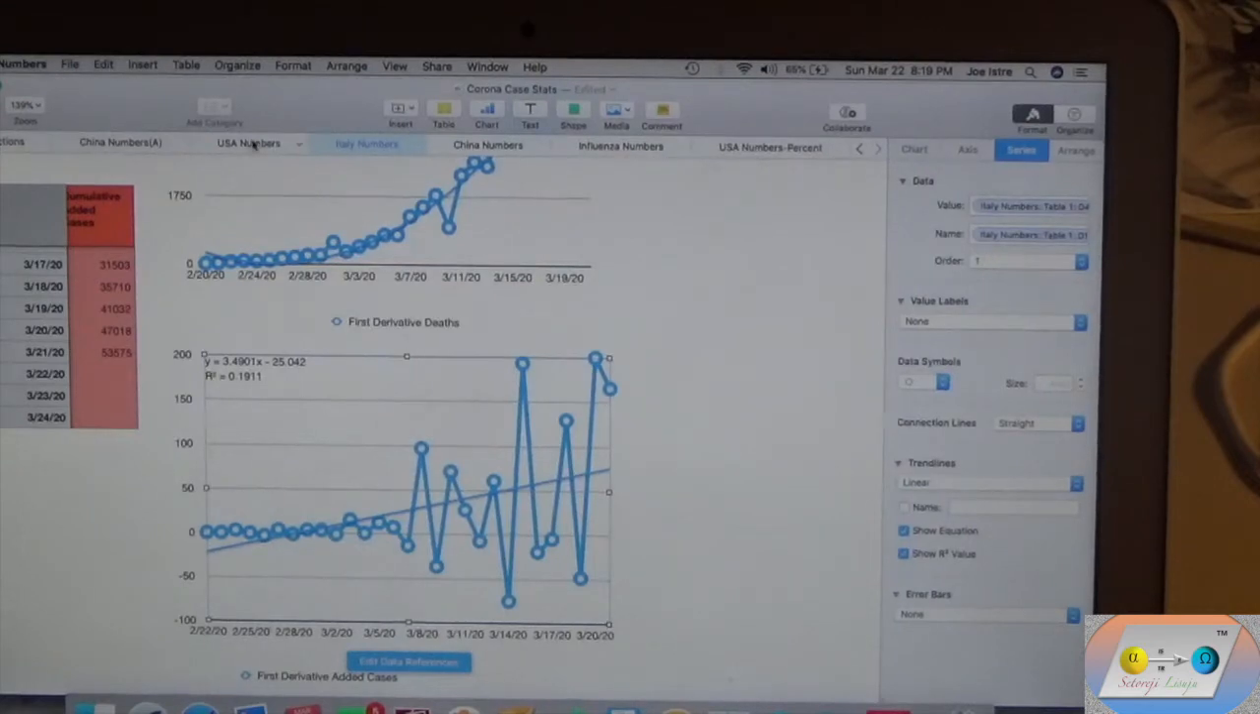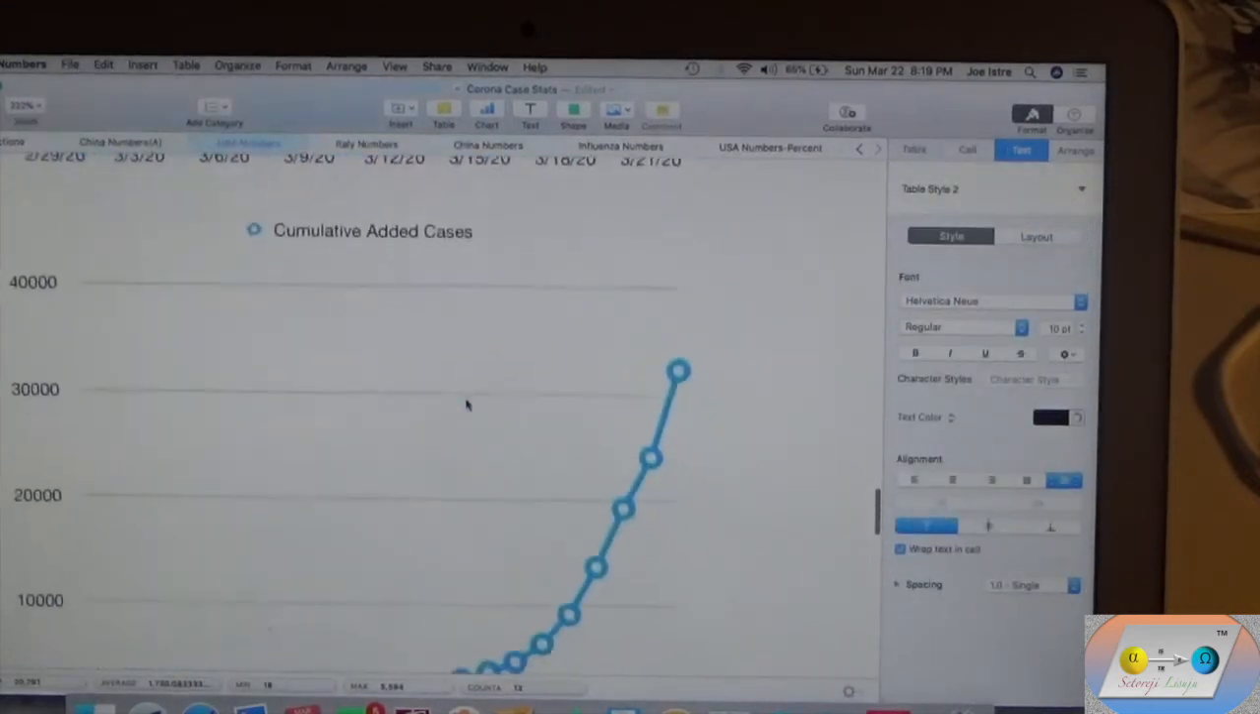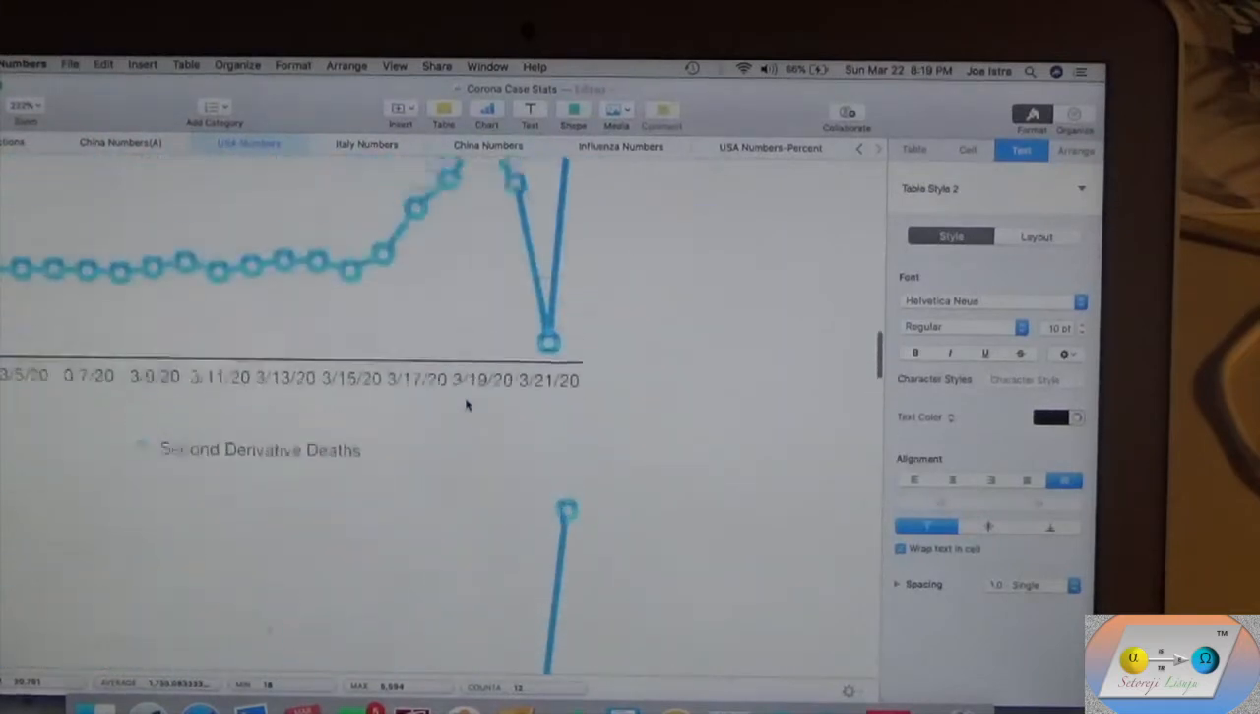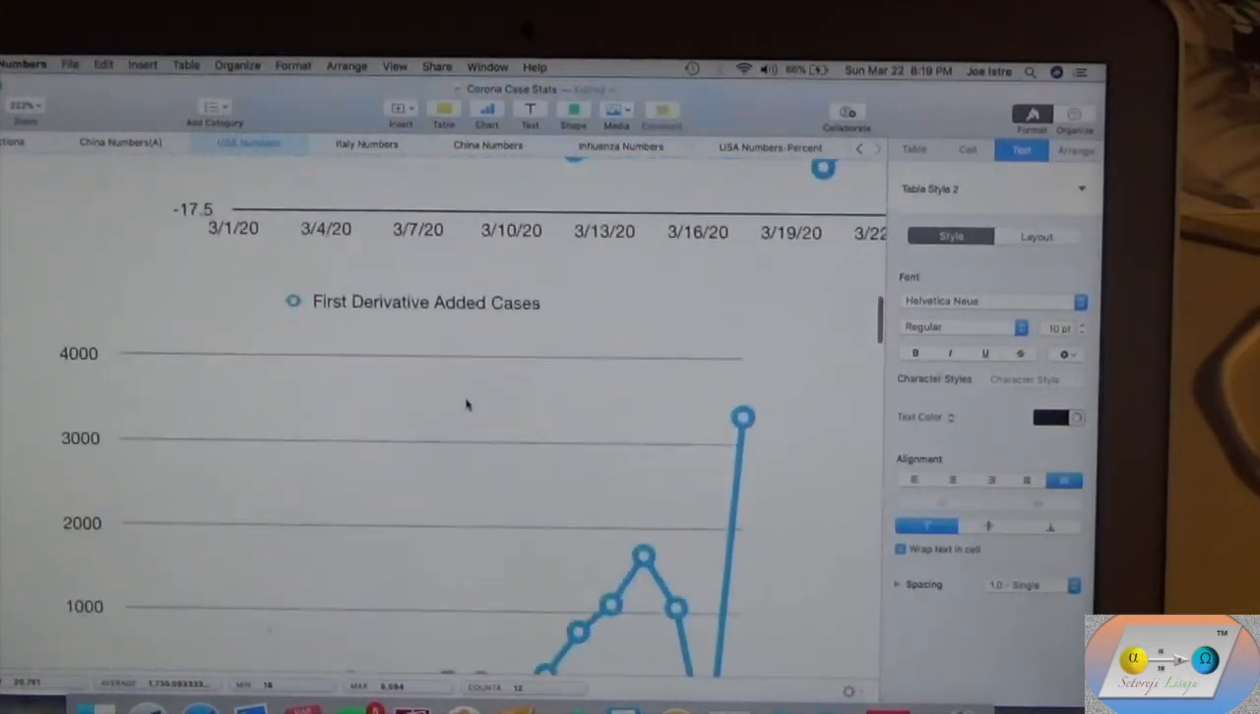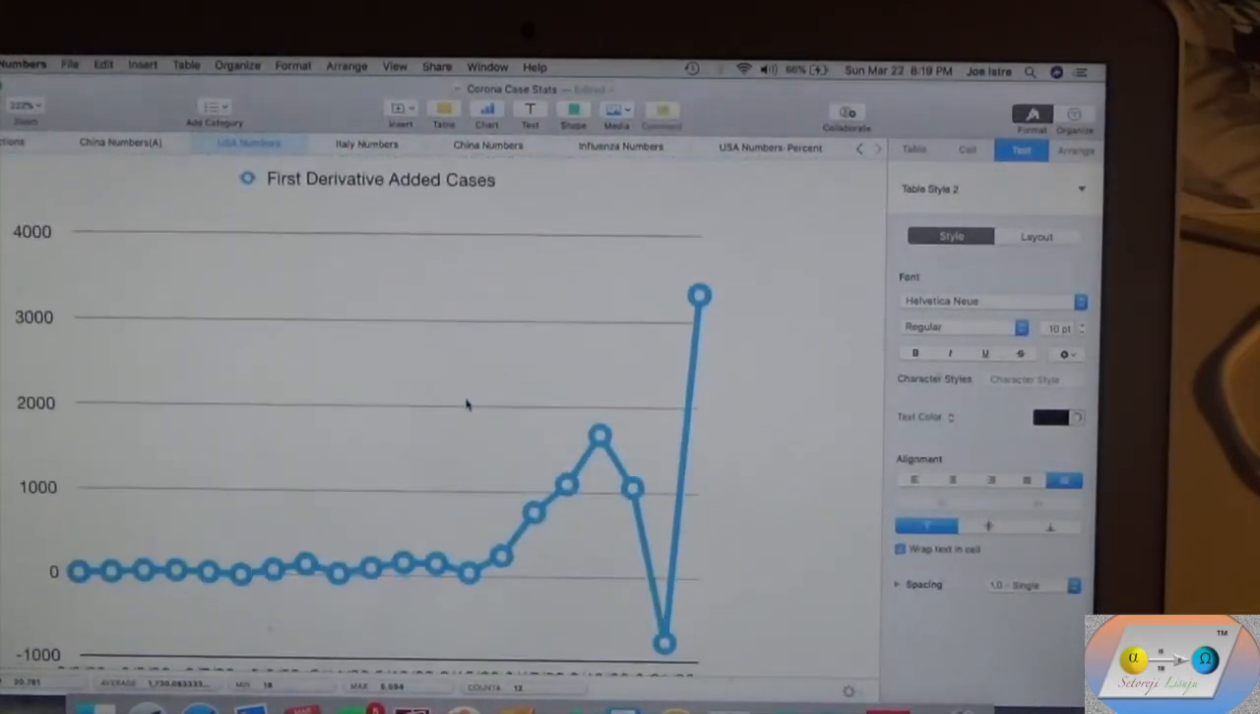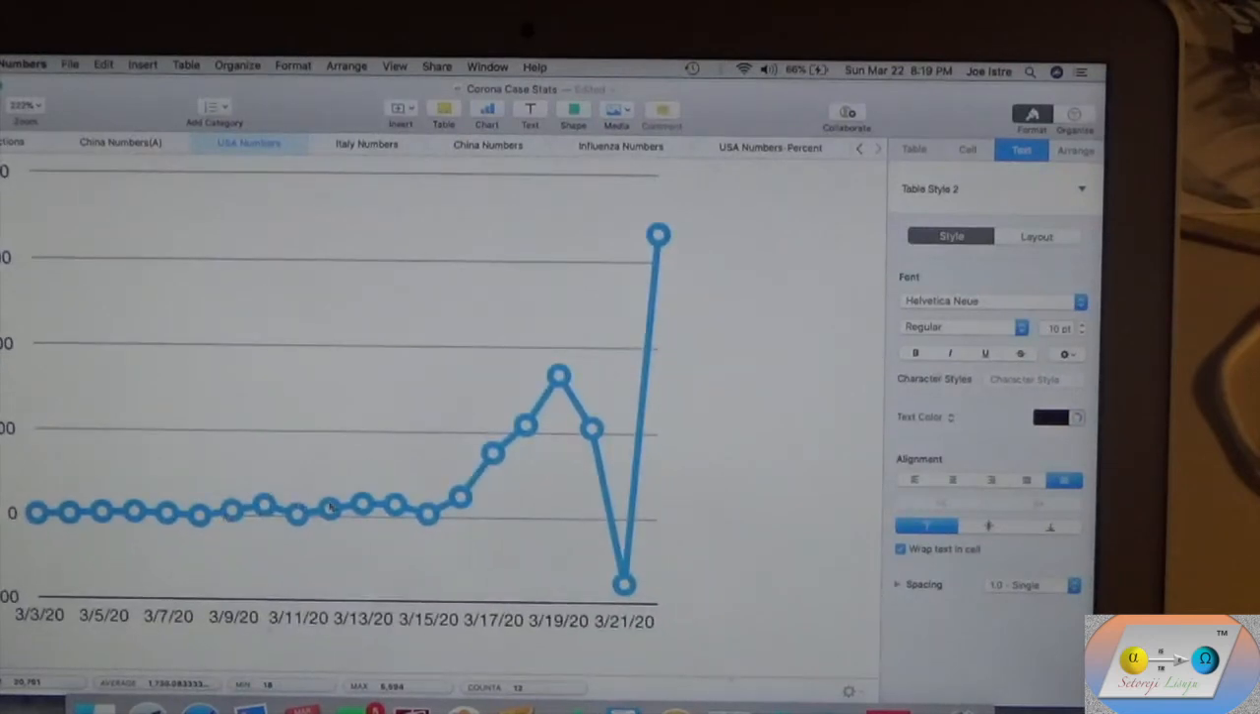Compare it to, let's say, the USA graph. First derivative. Let's find the first derivative USA graph. Here you go. First derivative added cases. There's not as much noise, right? There's a clear rise in the derivative and then suddenly a dive bomb. Now this would be noise, but we're going to find out in the next few days what the hell this means. So maybe they're putting noise in the USA numbers also that we're starting to see here.